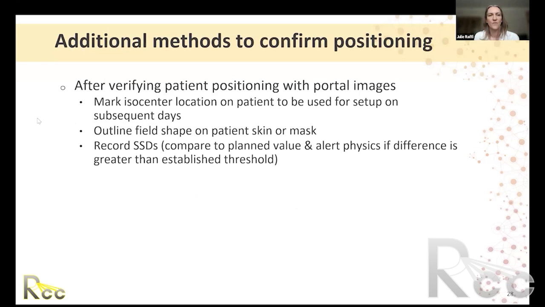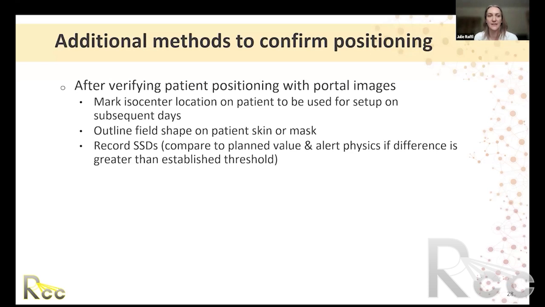There are some additional methods to confirm patient positioning. After verifying our patient position with portal images, typically at our center, we mark the isocenter location on the patient. That marking can be used for setup on subsequent days. And then we also outline the field shape on the patient's skin or treatment mask for our 3D fields.